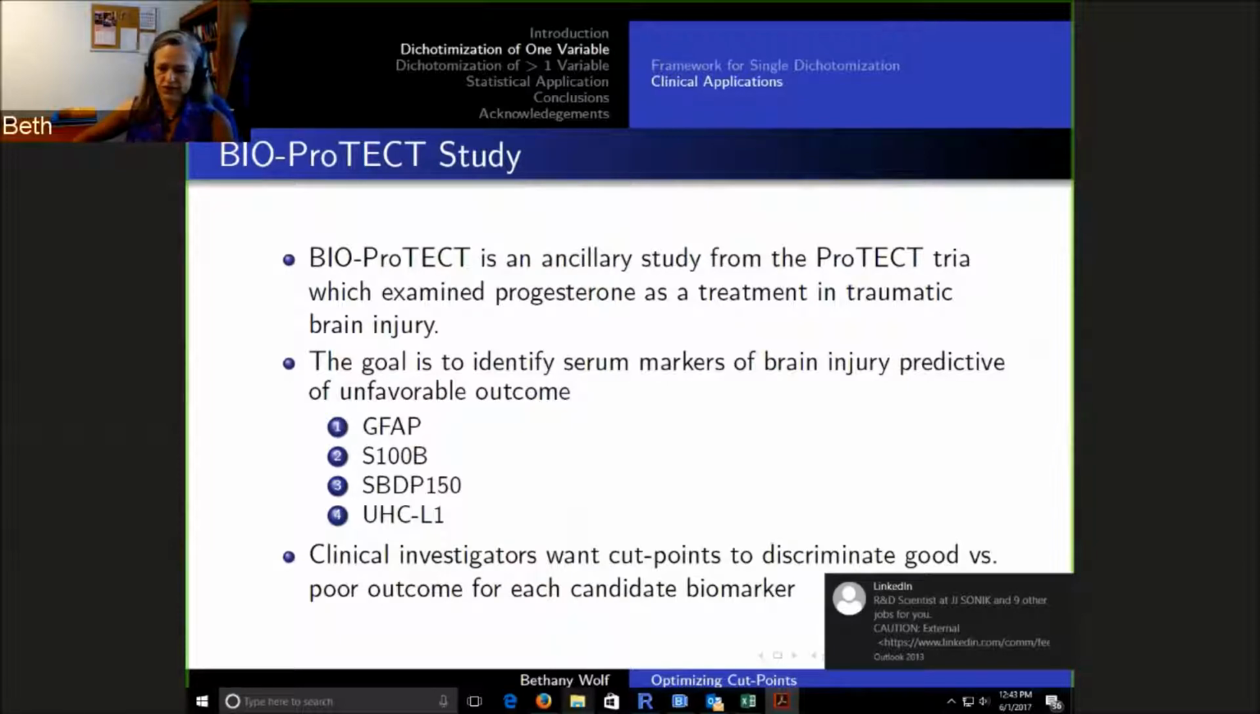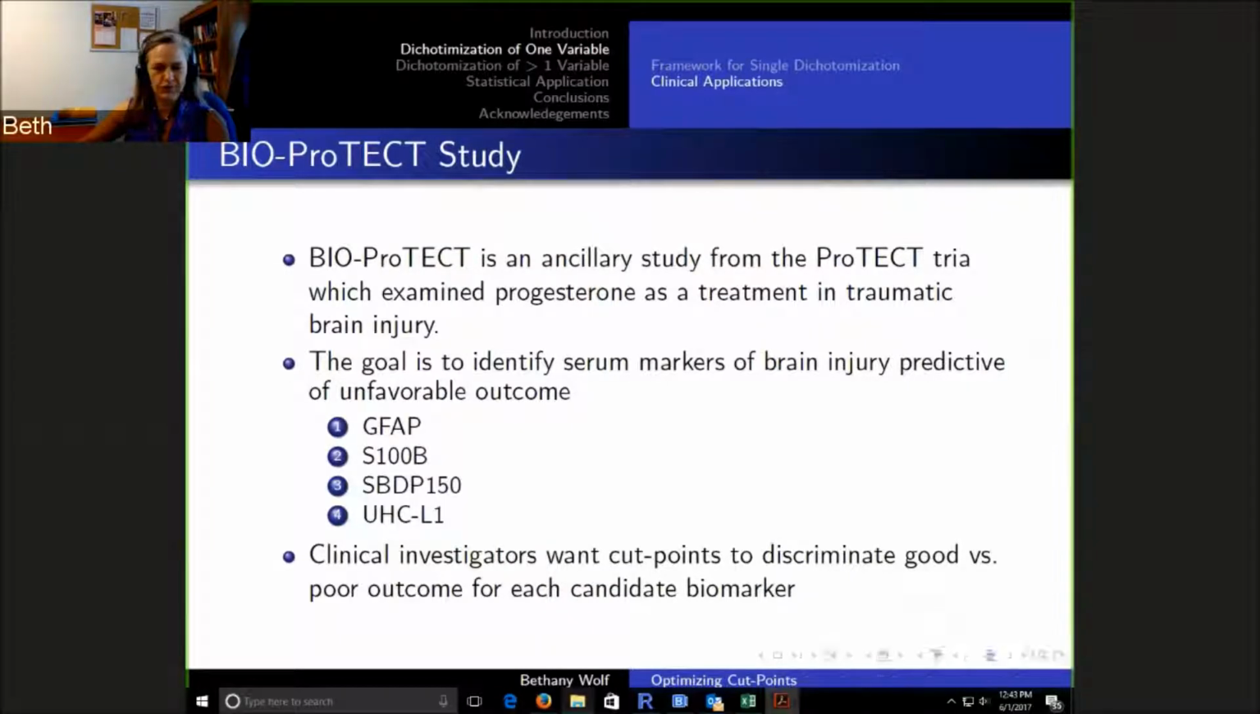So of course, this simulation did have real application, actually two, and so we're going to talk about two real applications and how we might view these data. So the first study I'm going to talk about is the Bioprotect study. This was an ancillary study from the Protect trial.